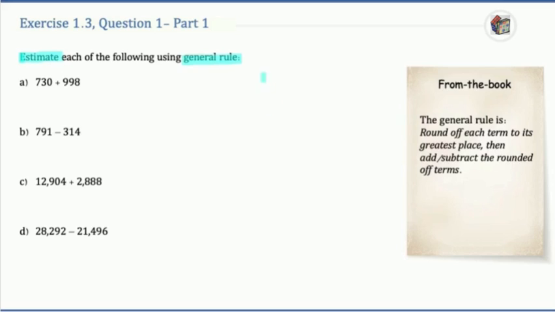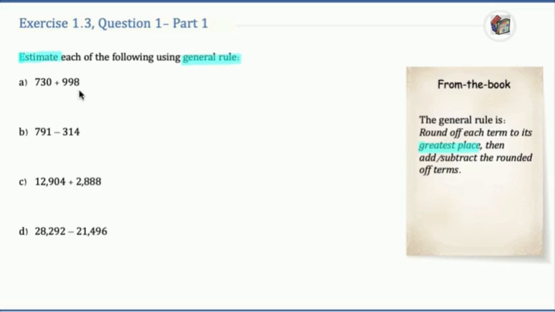Now they're saying you have to use the general rule. What is the general rule? So we have this page from your NCERT book. Let's read this and find out what the general rule is. So it says the general rule is round off each term to its greatest place. So you have to do that to every term. You round it off to its greatest place and then add or subtract the rounded off terms. Let's try part A together.